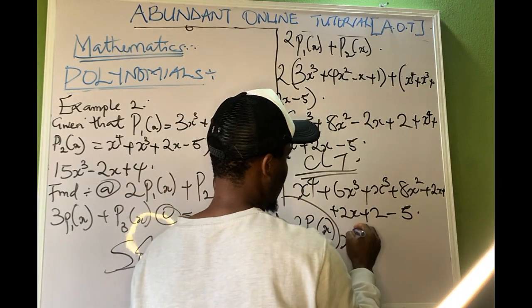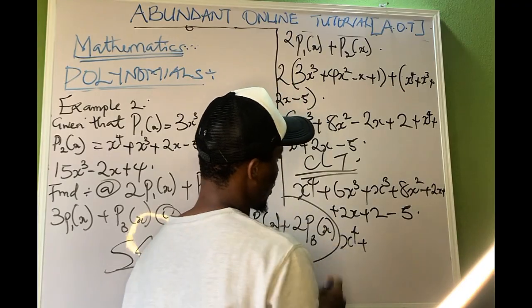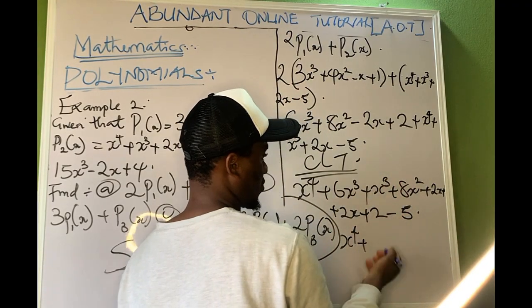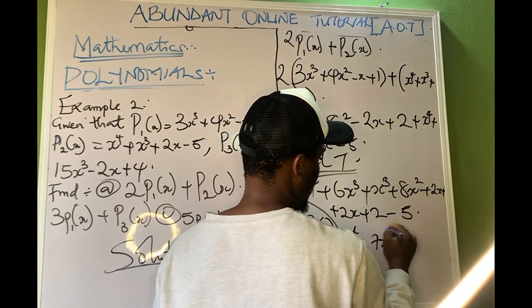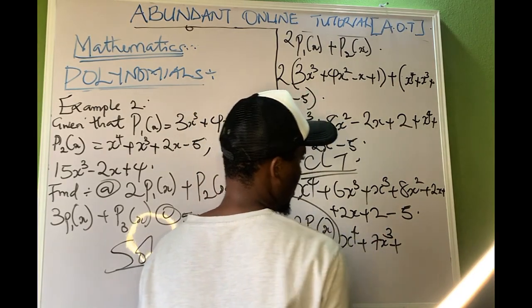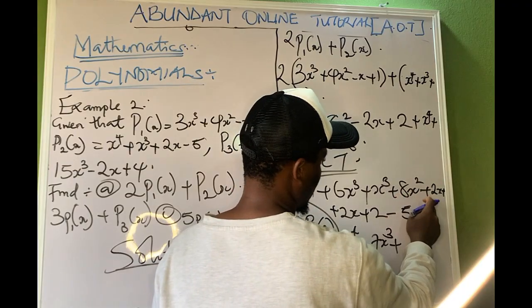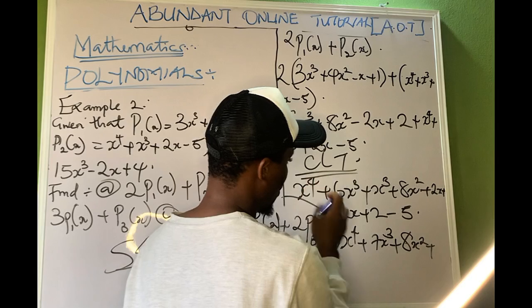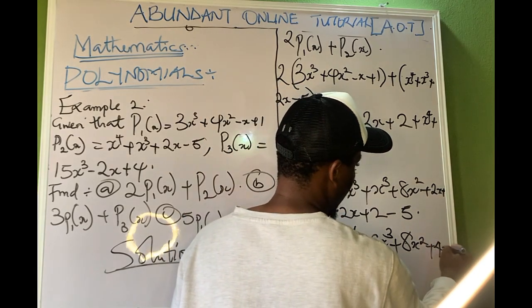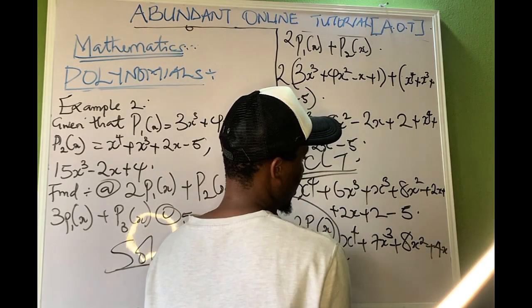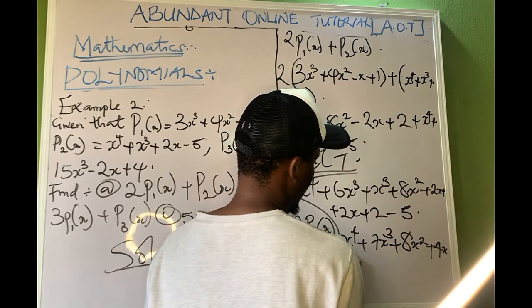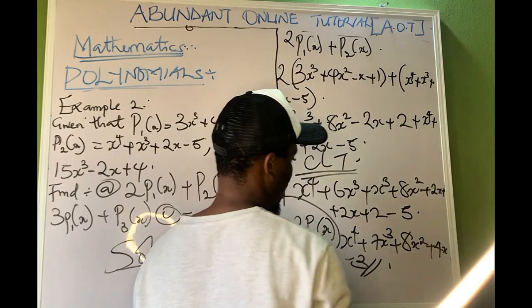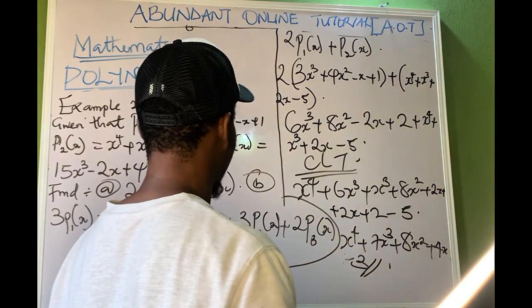So I have x to the power 4 plus 6x cubed plus x cubed gives me 7x cubed plus 8x squared plus, this one is not like terms, x squared. Plus 2x plus 2x gives me 4x, plus then 2 minus 5 will give me minus 3. And that is our final answer.